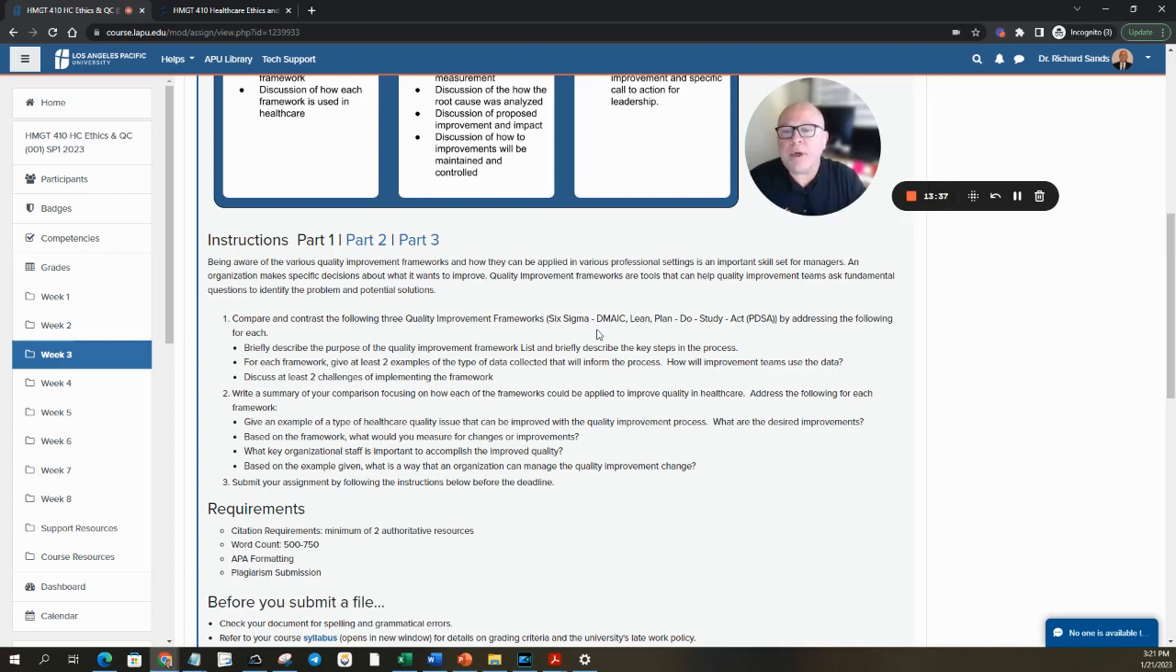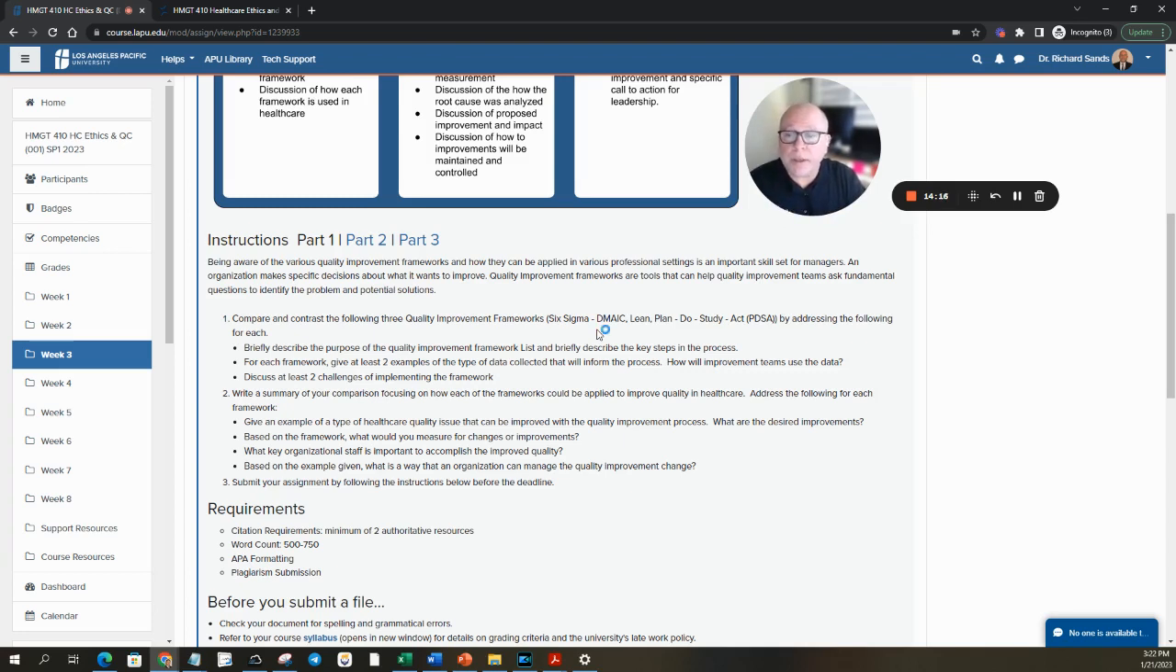What key organizational staff is important to accomplish the improved framework? Like I mentioned earlier, the framework doesn't work itself. Okay, you need people and you need data. So with each framework, you need to identify who those key people are. And the last bullet, based on the example given, what is a way that an organization can manage the quality improvement change? Okay, how can a company effectively do this time and time again?